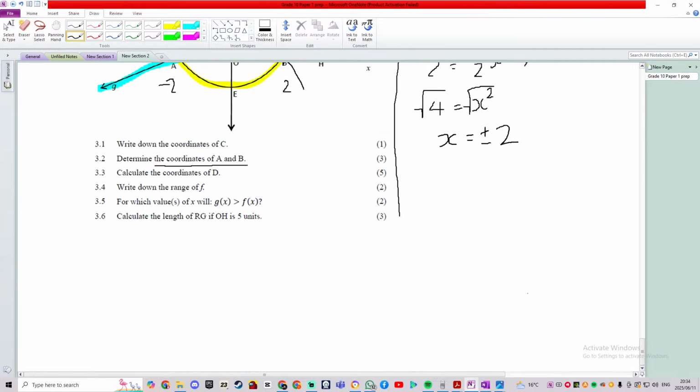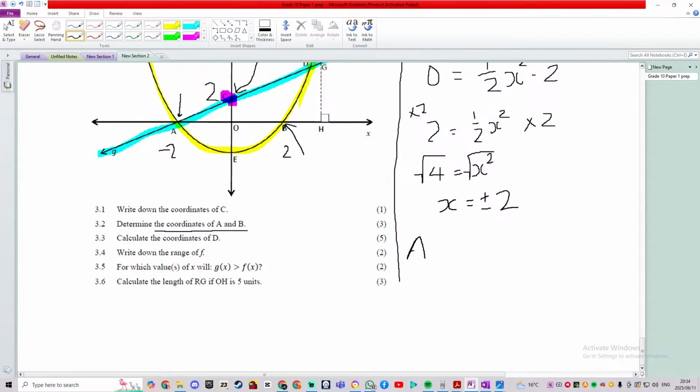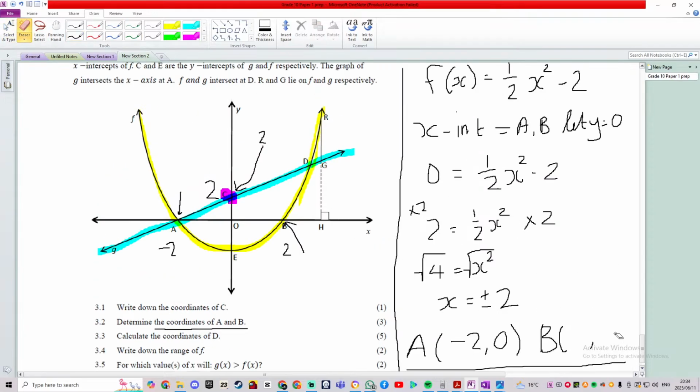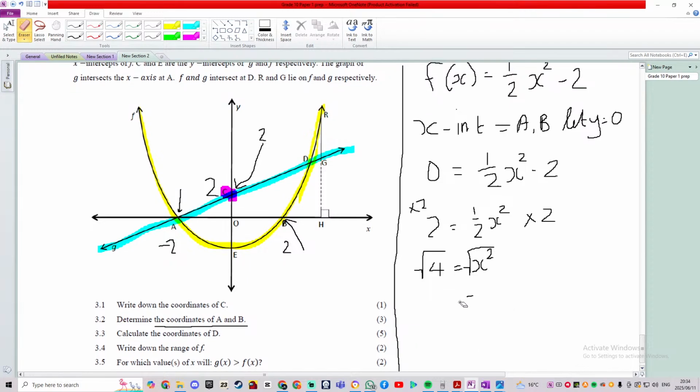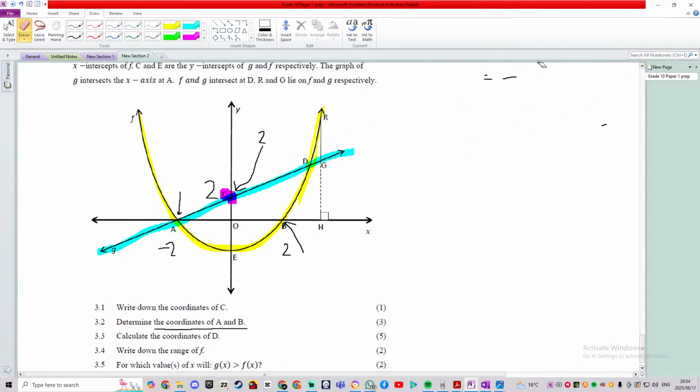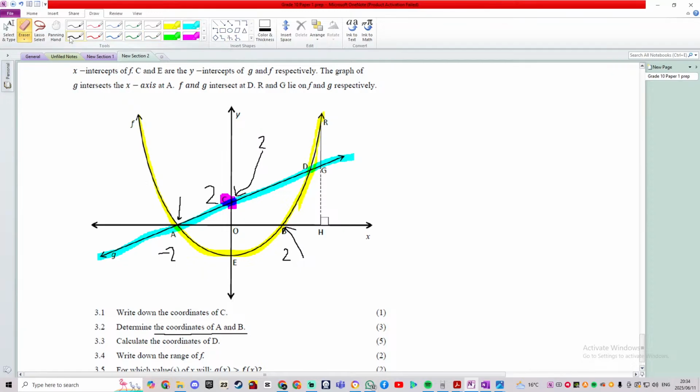So the coordinates for A are going to be negative 2, 0, since the y coordinate is 0 for an x-intercept. And for B, it's going to be 2, comma 0. Hope that is fine there. That is that answer there. Okay, let's move on to the next question.